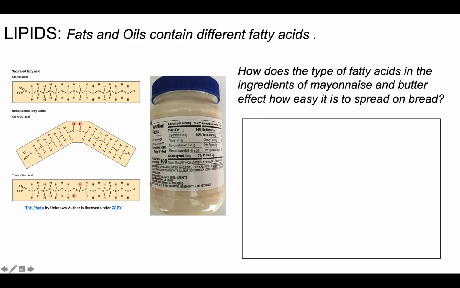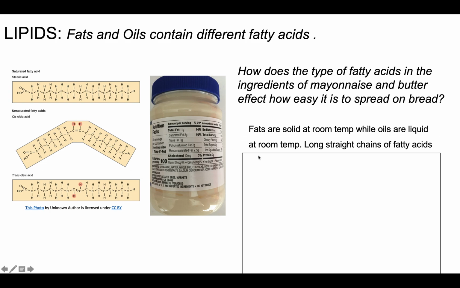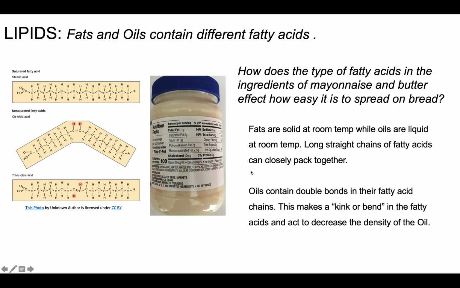How does the type of fatty acids in your ingredients of mayonnaise or butter affect how easily it is spread on bread? Fats are known to be solid at room temperature, while oils are liquid at room temperature. Long straight chains of fatty acids can pack nice and tight together. Oils contain double bonds in their fatty acid chains. This can make a kink or a bend in the fatty acid, and it acts to decrease the density of the oil.